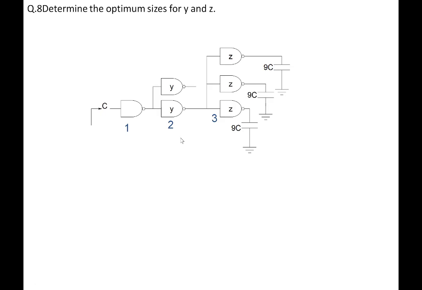Look at this circuit. Determine the optimum sizes for y and z. It is given here. This is one size 1. The size of both these NAND gates is the same, y, and the sizes of all these NAND gates are the same, which is z. And each one of them is loaded with whatever is here. What we need to do is determine the size of z and y.